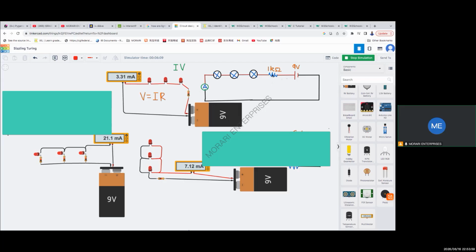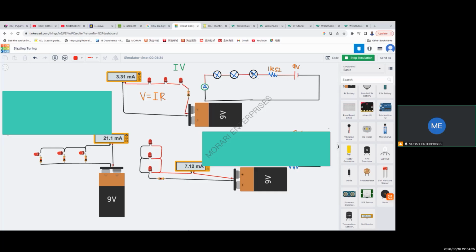Okay, in series, the bigger the resistance, the more voltage from here that this thing will eat up. So if we want it to eat up more of this, we increase the resistance. If we want it to eat up less of this, we reduce the resistance. Now this voltage is the pressure that is pushing electrons around the circuit.